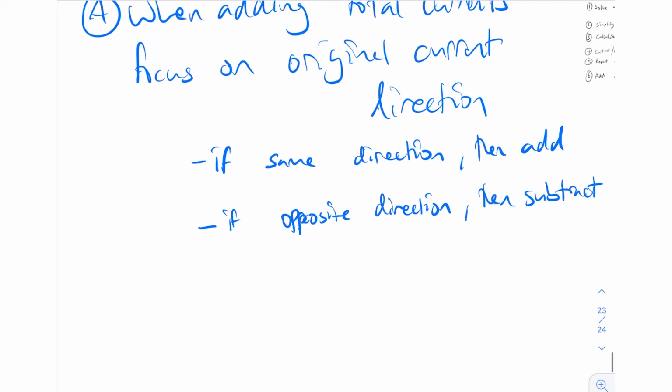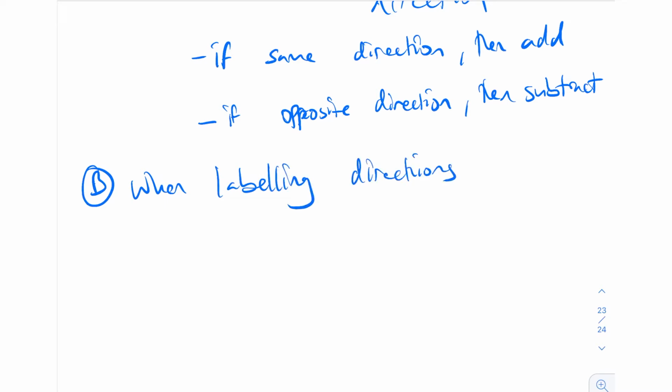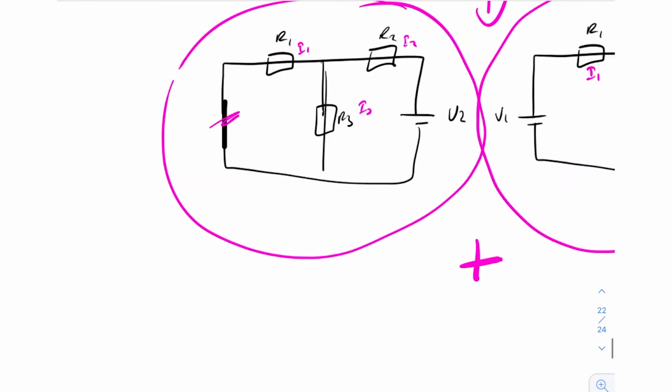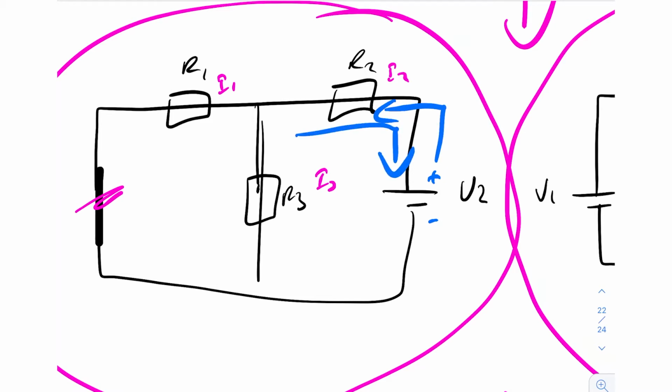And an important point when it comes to labeling directions, basically the battery is going to force the direction. So for example, when you remove this voltage source, you've got positive, negative here. So current's going this way. Don't then label it that way once you've removed it, right? Because we already know current's going the opposite way because this is the positive terminal of the battery.